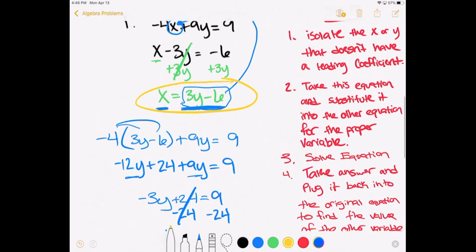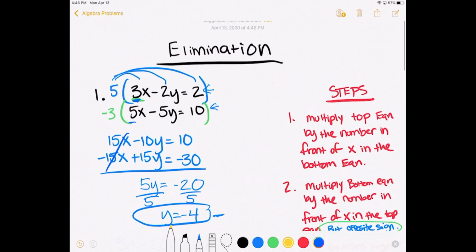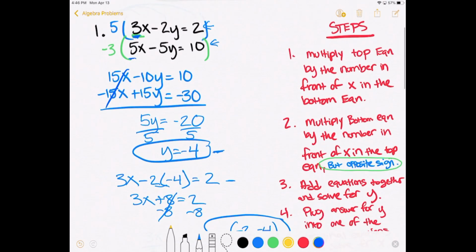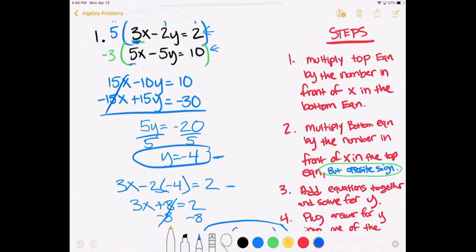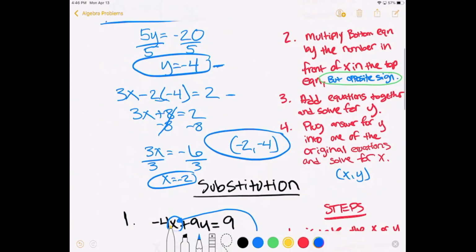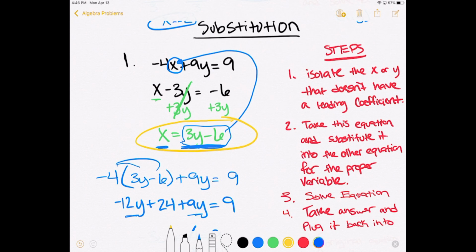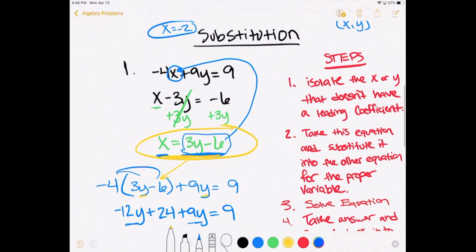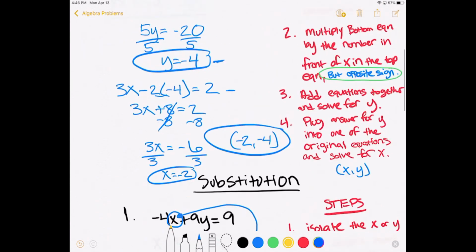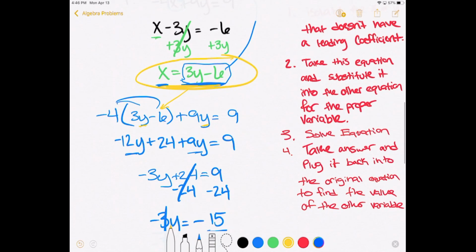Okay, so these were the two ways that we learned how to do systems of equations. We learned elimination, okay, where we got one of the variables to eliminate. Or we had substitution, where we took one of our equations, which is this one right here, and I substituted it in to the other equation. And what that does is it gives us an equation that only has one variable. We only had y's, because we can't solve an equation that has two different variables. So we have elimination and substitution.